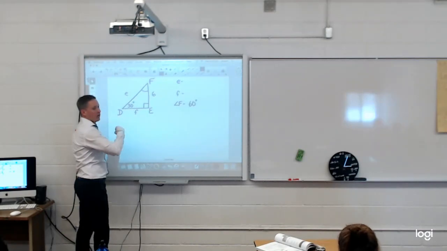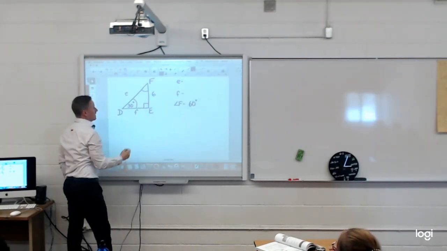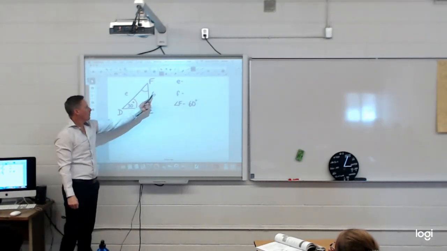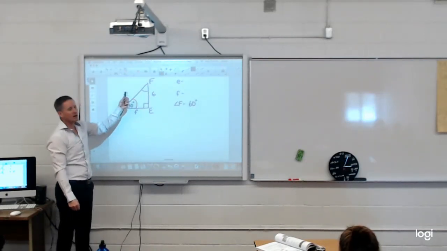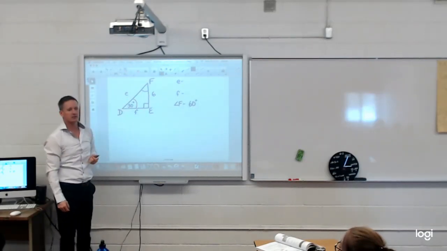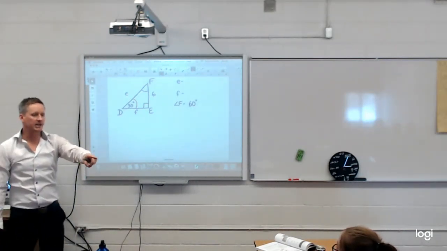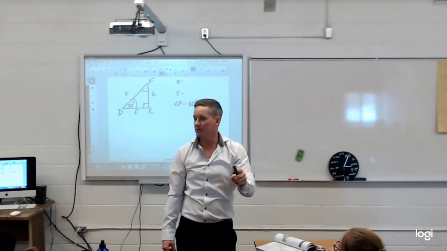But again, I only want to use the information that's given. Well, what angle am I given? I'm given D here. So now let's talk about the stuff that I'm given. Where is 6 in relation to D? Opposite. And I want to find E. Where is E in relation to D? Adjacent. I love it. Because I was hoping somebody would say that.